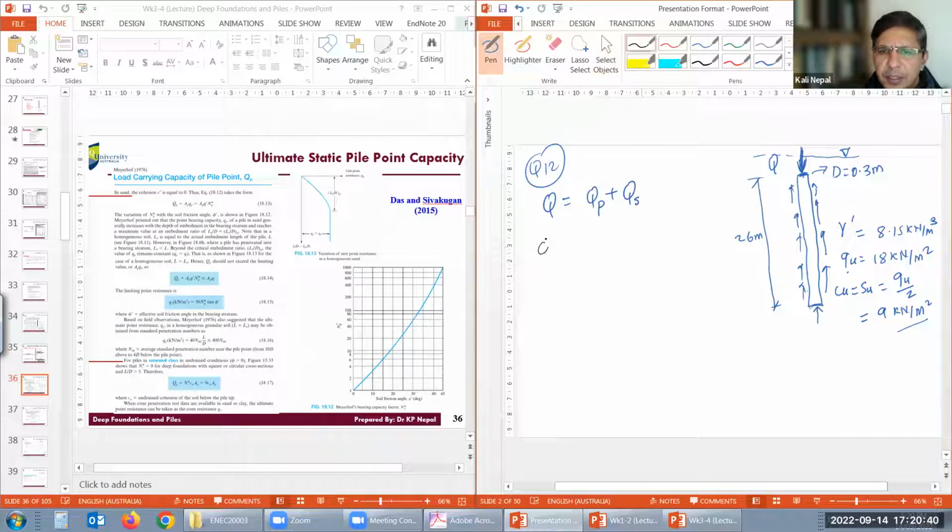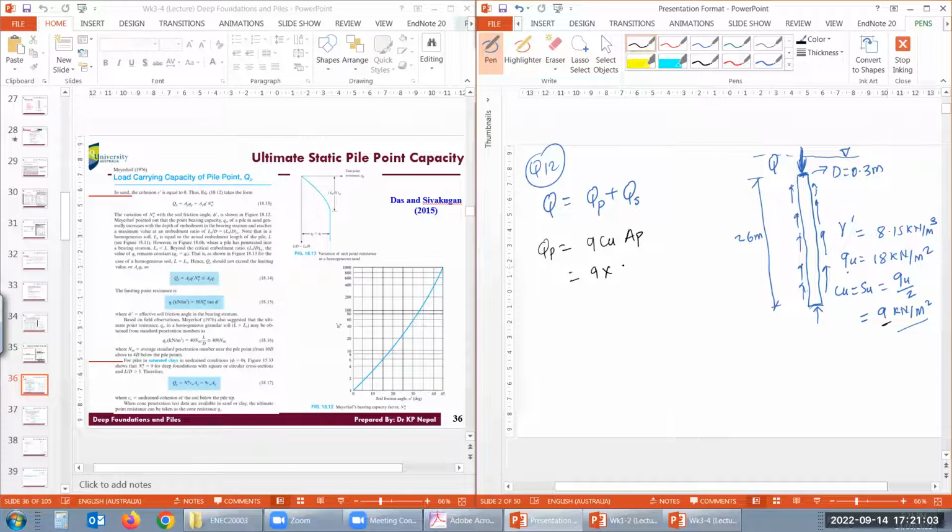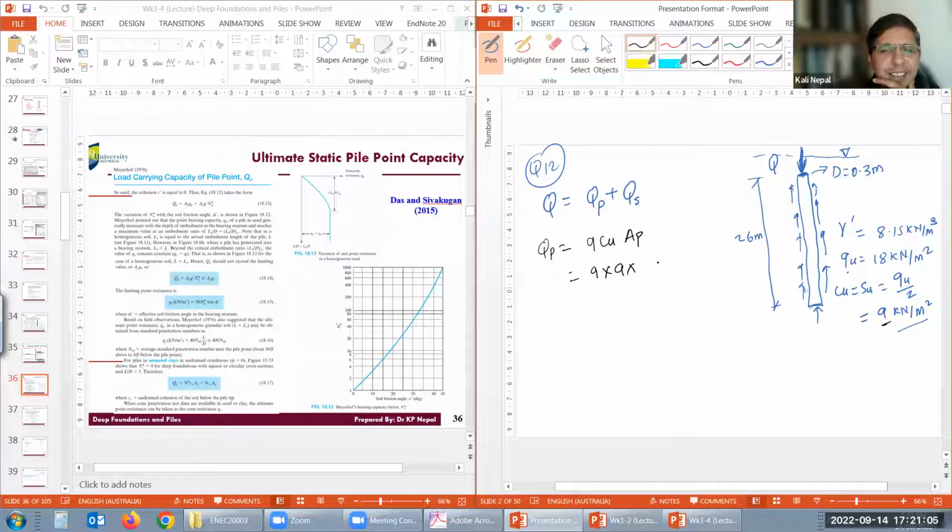Okay, Qp for saturated clay is 9 Cu times the area of the point at the bottom. So what is the Cu value we calculated? Tell me, please. I can't just talk. How much is Cu? 9. Right, so the area of the base is pi d squared divided by 4, isn't it?